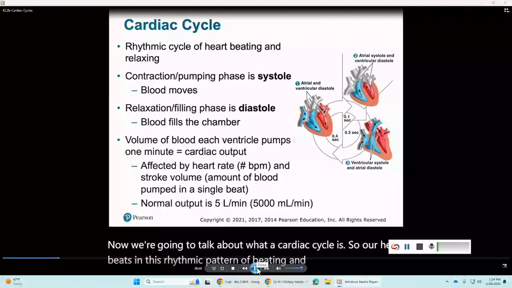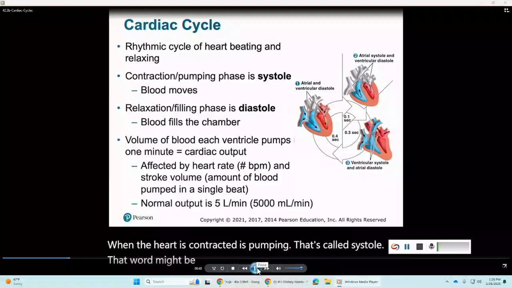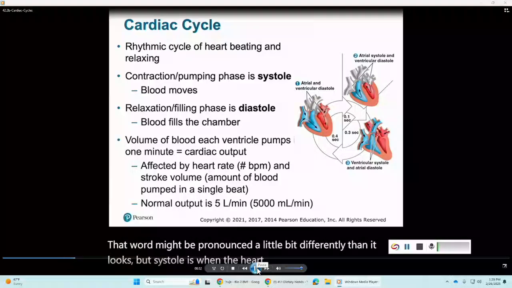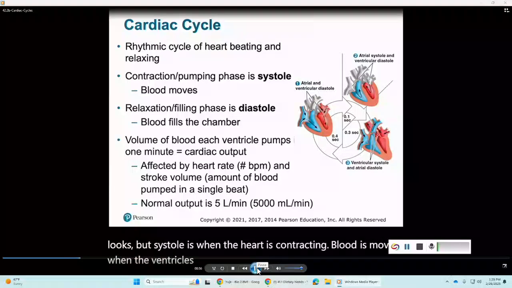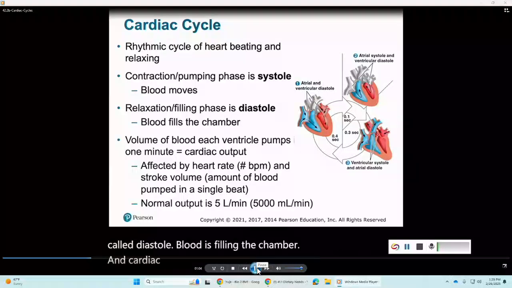So our heart beats in this rhythmic pattern of beating and relaxing. When the heart is contracted, it's pumping, and that's called systole. That word might be pronounced a little bit differently than it looks, but systole is when the heart is contracting and blood is moving. When the ventricles relax, blood is filling back in. That's called diastole. Blood is filling the chamber.